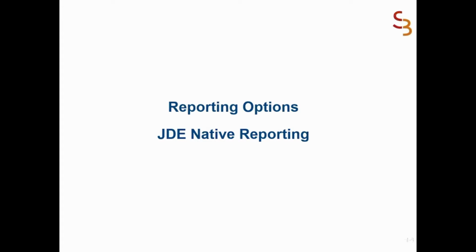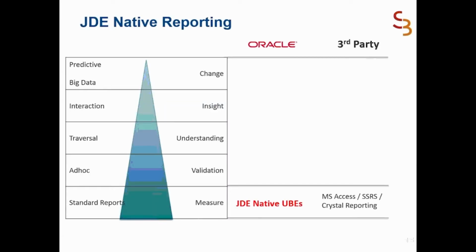Let's start with looking at the different reporting options. The first, JDE native reporting. JDE native reporting really is what you get out of your normal JDE Edwards UBEs. This is equivalent to things that you might get out of Crystal reporting, SQL Server Reporting Services, or even MS Access. They're static, basic reports. In the case of JDE native reporting, this is what you get out of the box when you have JDE Edwards Enterprise 1.